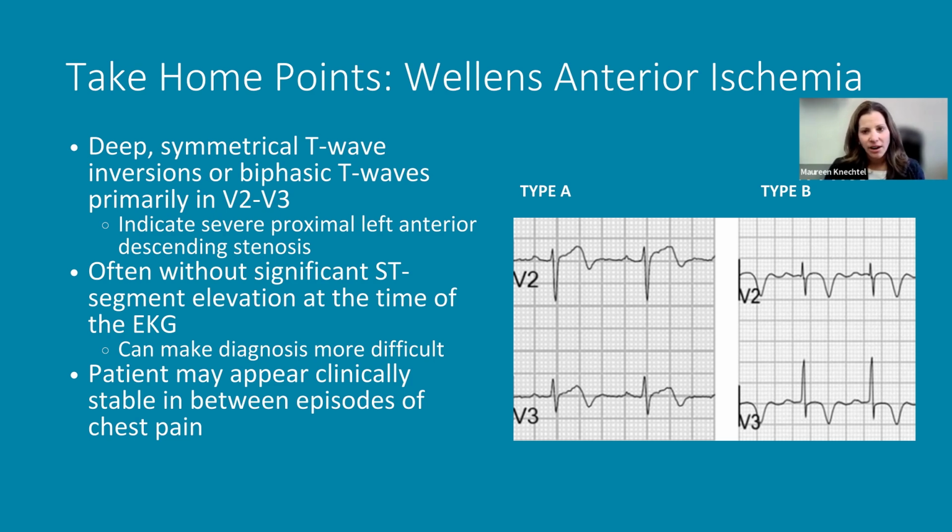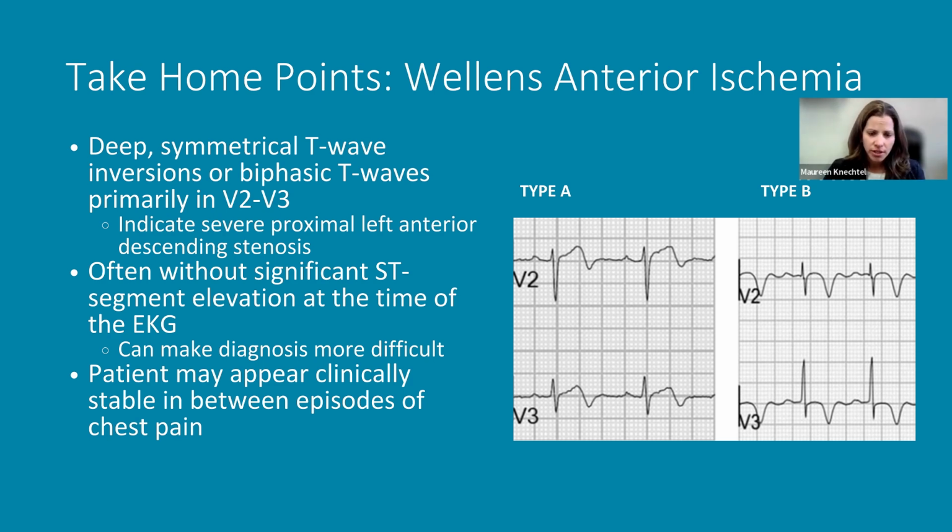But without prompt intervention, a significant percentage, like 70% of these patients, will go on to develop a significant anterior wall infarct. So this is something you should recognize quickly and activate the cath lab. If you don't do anything, they can go on to have a poor outcome. The patient may appear clinically stable in between episodes of pain, but it is a true pre-infarct state. We used to look at these and say maybe we can trend this out or monitor it, but really you need to intervene quickly. There's no reason not to.